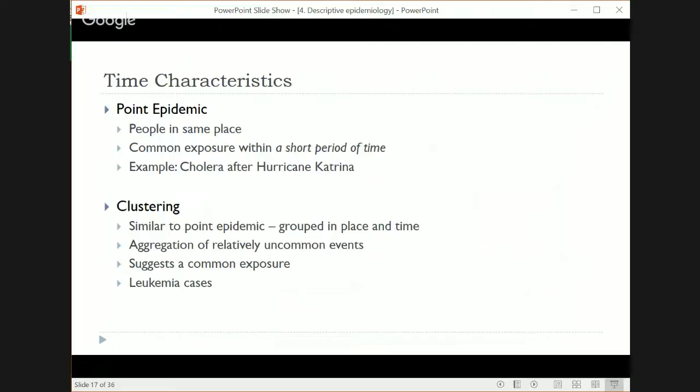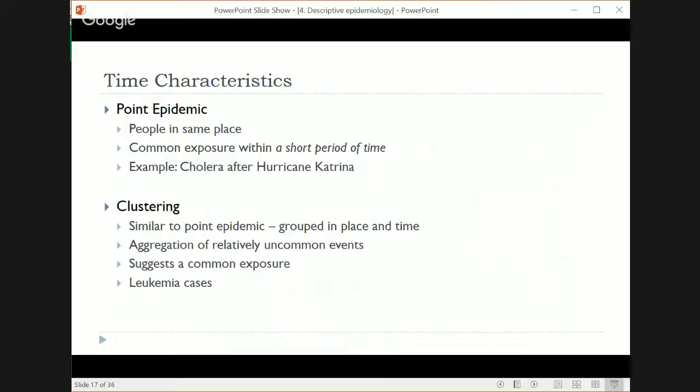Clustering is very similar to a point epidemic, except that people are grouped in place and in time. So it's usually an aggregation of relatively uncommon events that suggest a common exposure. For instance, something like leukemia cases. Let's say there were two neighboring communities that had a bunch of leukemia cases reported.